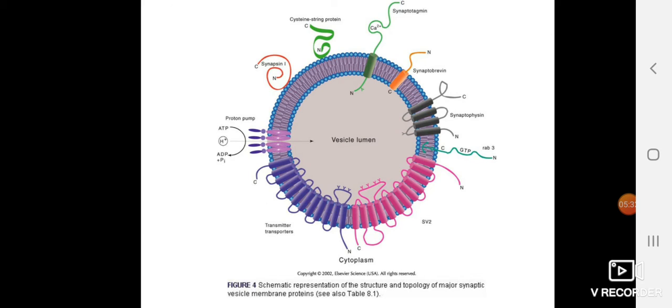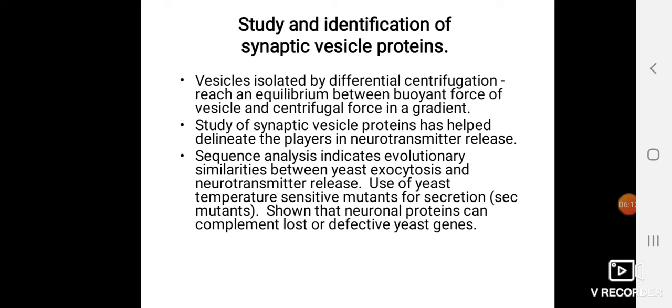This shows what a vesicle membrane is like and what kinds of proteins it has. You can see the cysteine string protein, synaptobrevin, synaptotagmin, synapsin 1, synaptophysin, SV2, vesicular transport proteins, transmitters, and proton pumps. All of these are present on the membrane of a typical vesicle.